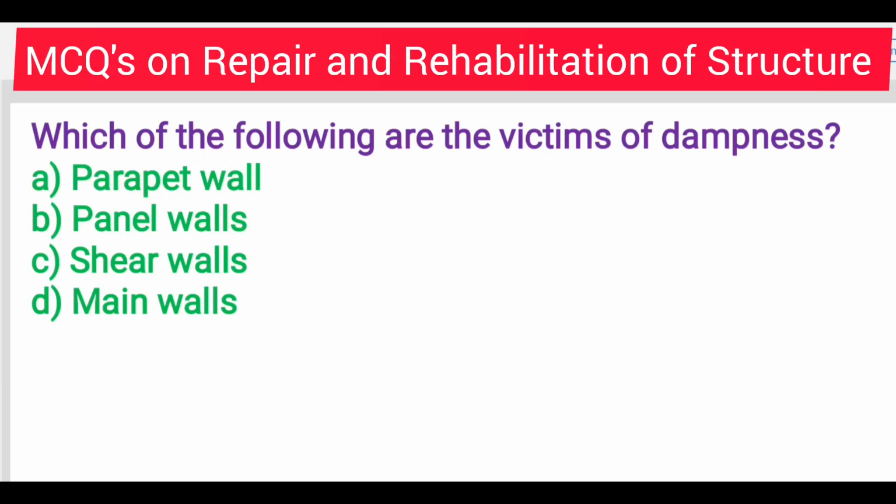Today we are going to see the MCQ related with repair and rehabilitation of structure. So the first question, which of the following are the victims of dampness? Option A, parapet wall. Option B, panel walls. Option C, shear walls. Option D, main walls. So the correct answer is option A, parapet walls.